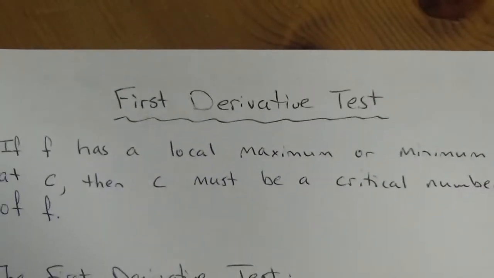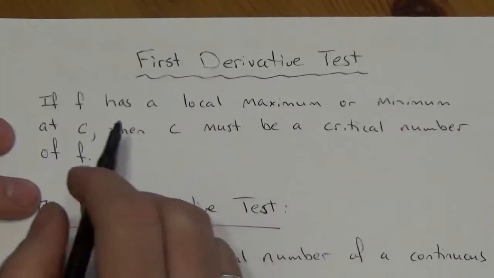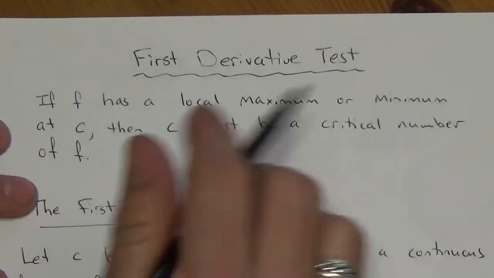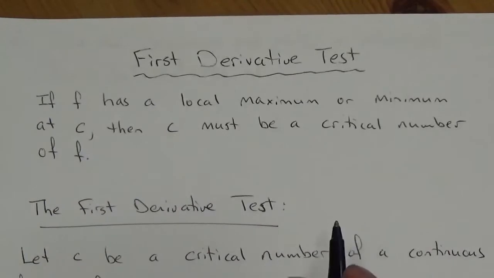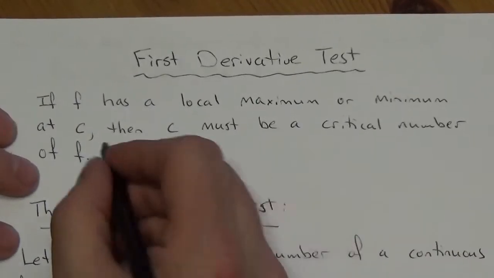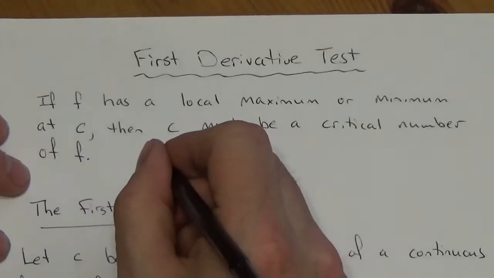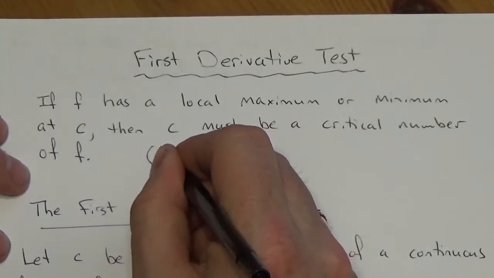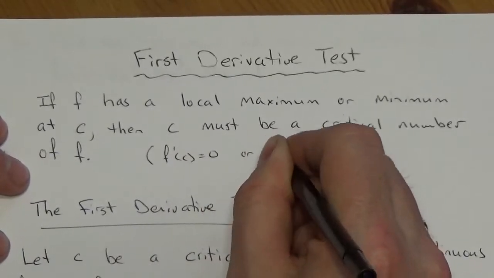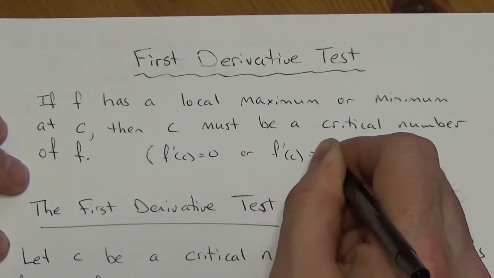So to start off with, just remember that if a function f has a local maximum or minimum at c, at some value x equals c, then c must be a critical number of f. Okay, and bear in mind what that means. That means either f prime at c is equal to 0 or f prime at c is undefined.